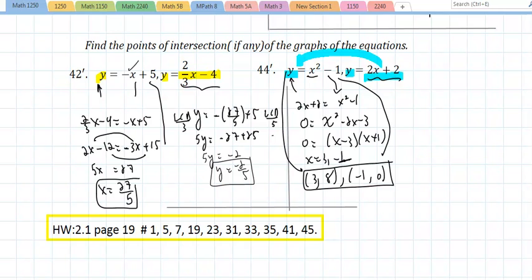And there's your homework. Section 2.1 on page 19, number 1, 5, 7, 19, 23, 31, 33, 35, 41, and 45.